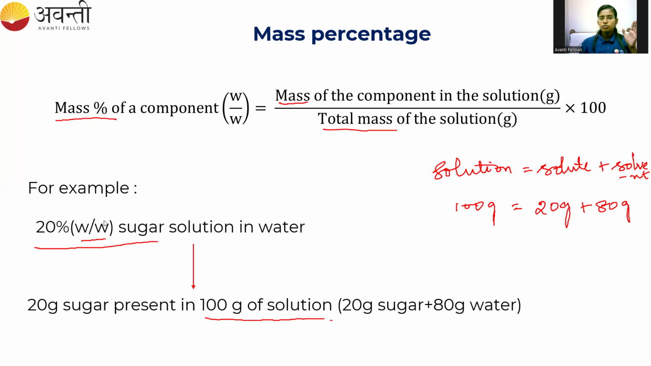In mass percentage, everything is given as W by W, where W means weight. Here we are taking the mass in the numerator, so the unit is gram, and in the denominator we also have the total mass, again in gram. So it is mass by mass, weight by weight. So 20% W by W means it is mass percentage. Clear?